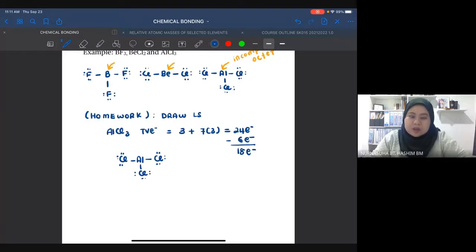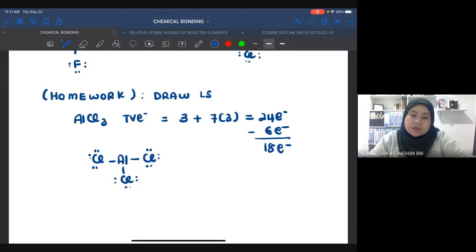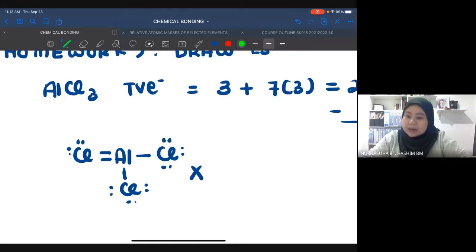Okay, so cuba awak tengok. So basically this is the structure. Kalau structure lain, kita akan ambil lone pair and kita buat double bond. But we cannot do this for aluminium trichloride. Kenapa? Okay, kita relate balik dengan formal charge dia.